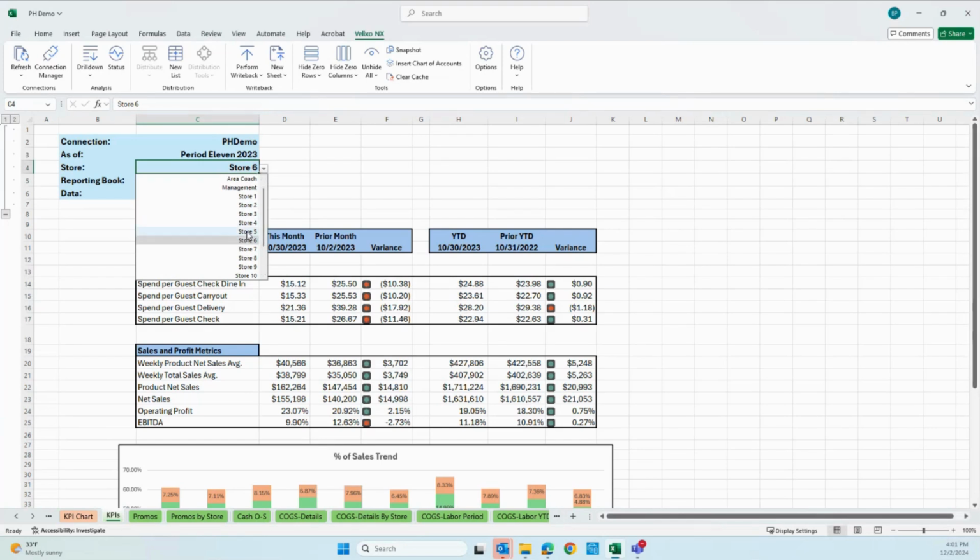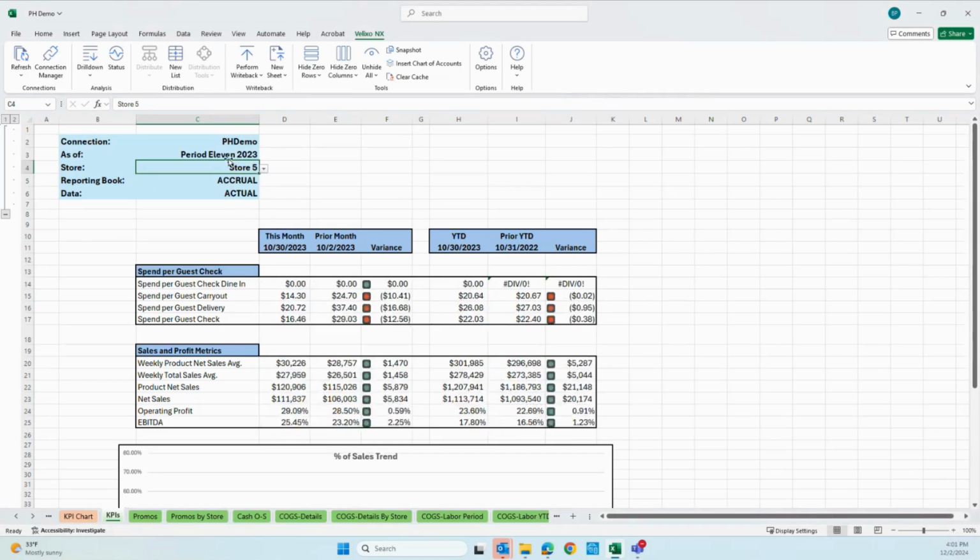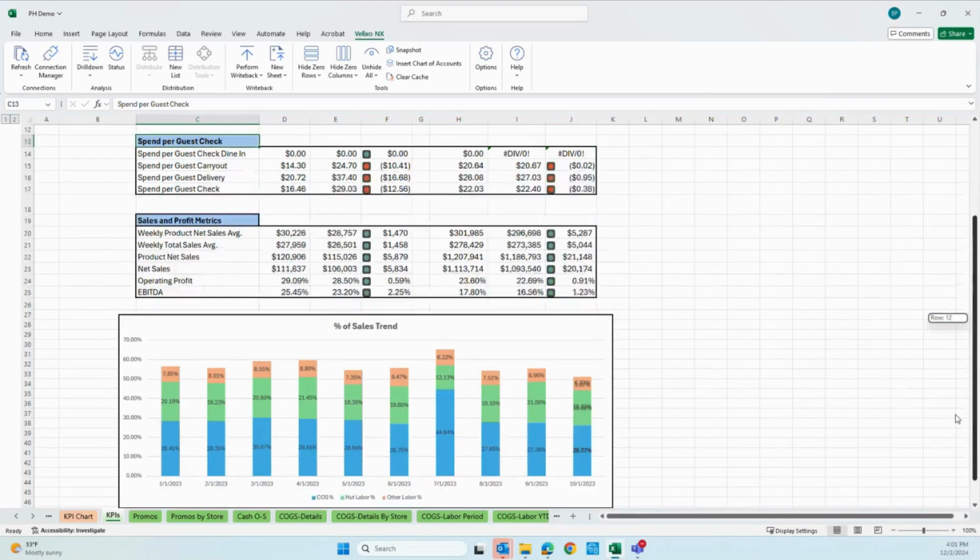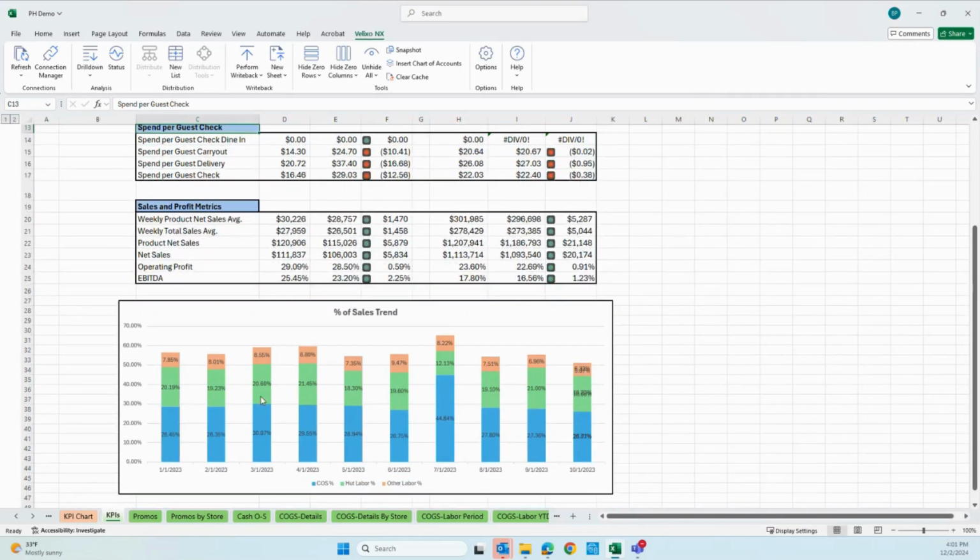So if I change this from store 6 to store 5 for this very same period, 11 of 2023, notice my data updates in terms of tracking spending, guests per check, and sales and profit metrics here. And then down below, tracking your cost of goods sold activity as a percent of sales. So your cost of goods sold, your core Pizza Hut labor, this being a Pizza Hut instance, and then the indirect labor component added as well under the other labor.